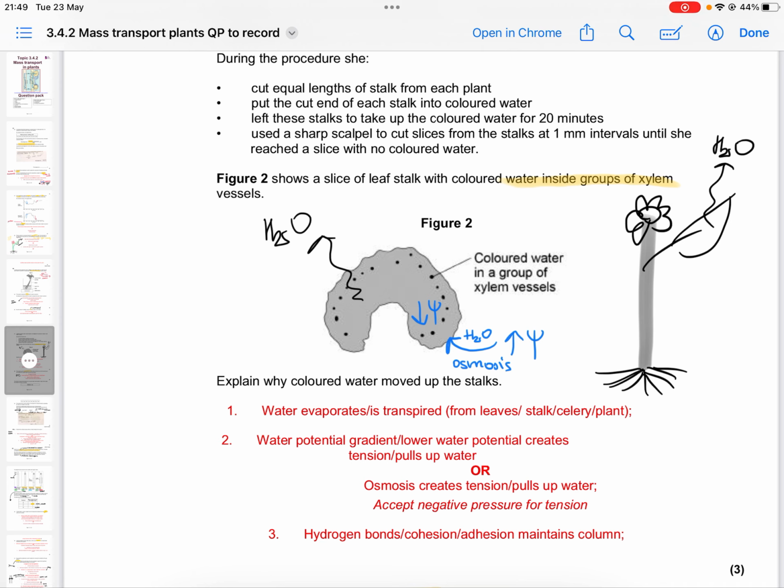Obviously, if the water comes in, it comes together as a column because the water molecules cohere, so they stick together by hydrogen bonds, which is our third marking point.